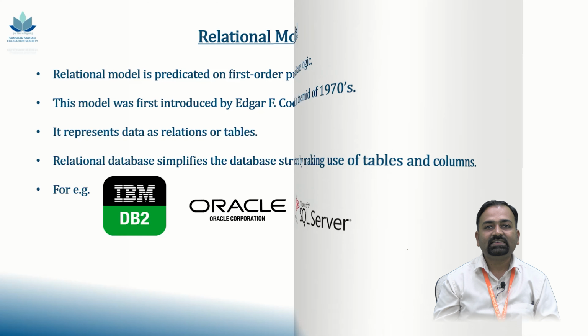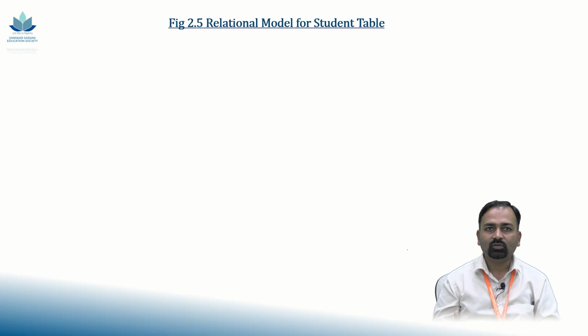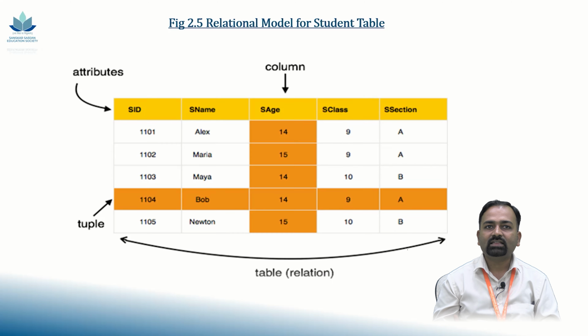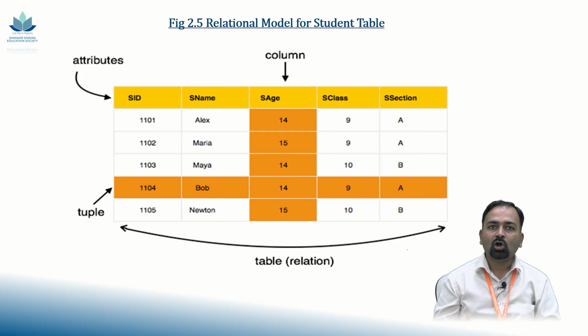Now let's see the diagram, then you will come to know about the relational model. Here you can see in the above figure, the column represents a specific type of data, which is known as an attribute. For example, here in the third column, student age represents the age of all students, whereas each row represents the record of one entity, which is known as a tuple.